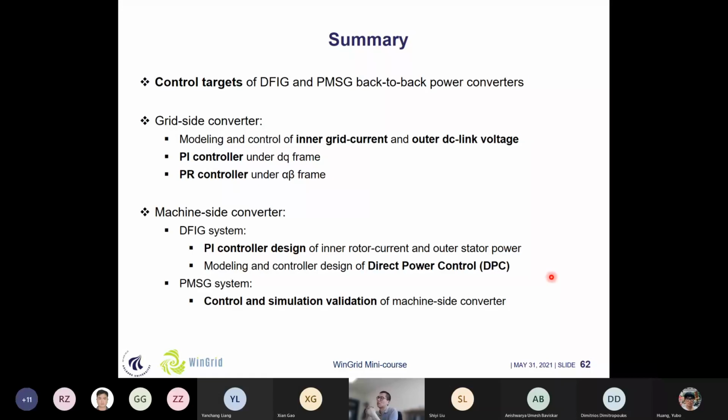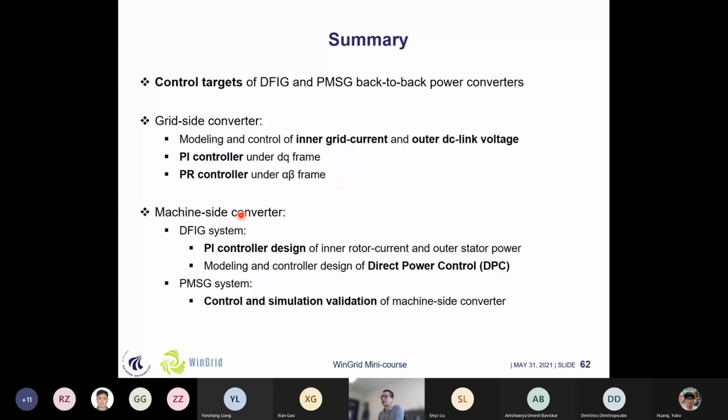Yeah. So to summarize what we have done in this part, we first took a look at the control targets for the DFIG and the PMSG back-to-back power converter. And for the grid side converters, we went through the detailed process of how we can do modeling and control of the inner grid current and outer DC link voltage. If we want to design this controller under the DQ frame, then we can use the PI controller. And if we want to control this system under the alpha beta system, then we could use the PR controller. The design process of these two controllers could be relatively the same.